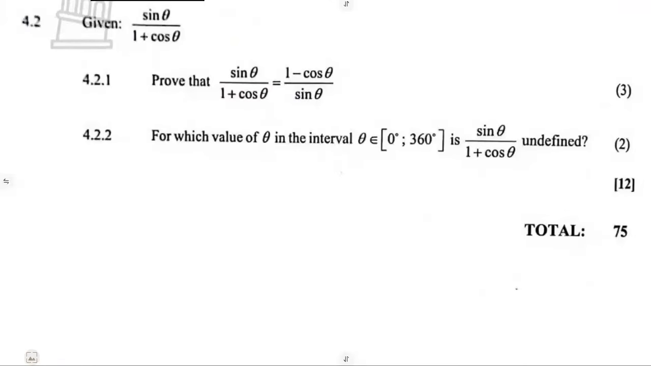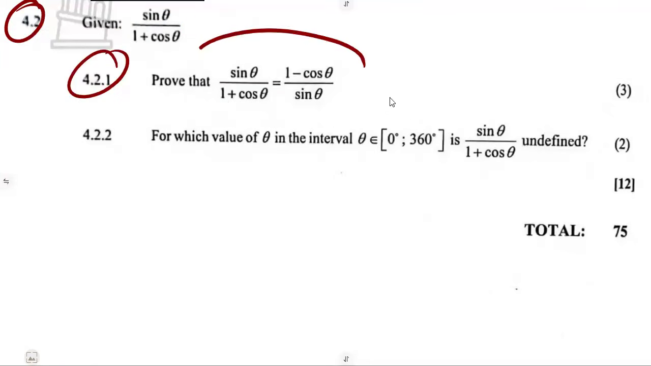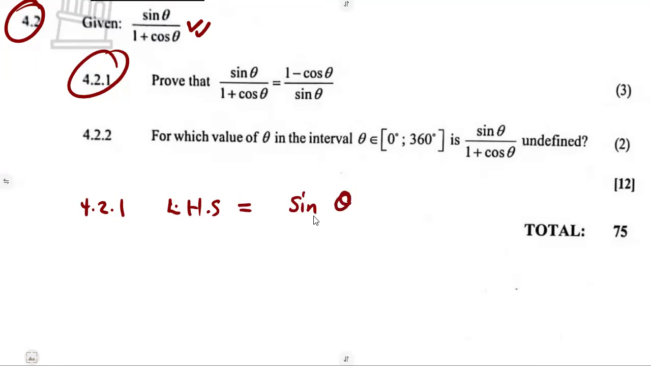Try basics 4.2, you're given this, and 4.21, you're given to prove this. That's 4.21. You're supposed to prove the left-hand side equal to the right-hand side, or it is up to you. But already you're given, the given part is this one. So when they've already given that part, you can prove from any side. I'm just going to use what we are already given, which is the sine of theta over 1 plus the cosine of theta.